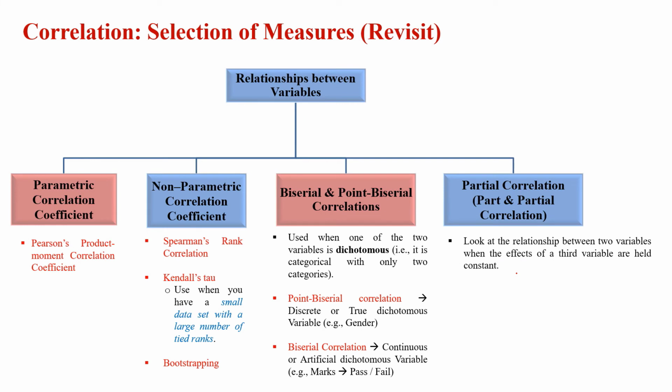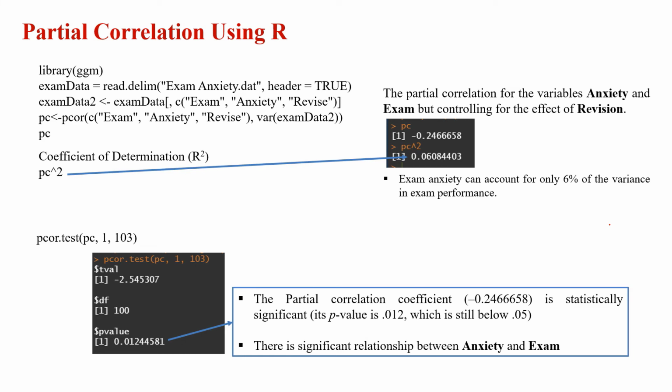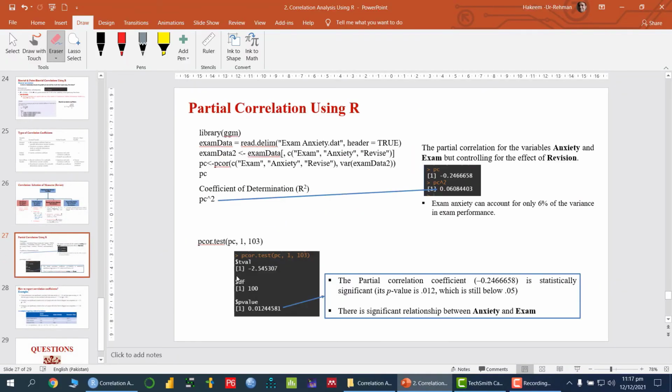Now let's talk about the last type of correlation, which is the partial correlation or the part correlation. As we have discussed earlier, we can apply the partial correlation or part correlation coefficient when we are interested to find out the relationship between two variables by controlling the effect of a third variable. Or you can say the effect of the third variable we should hold constant. In such a scenario, we can apply the partial correlation coefficient. So let me find out the correlation using the same dataset, between anxiety as well as the exam.